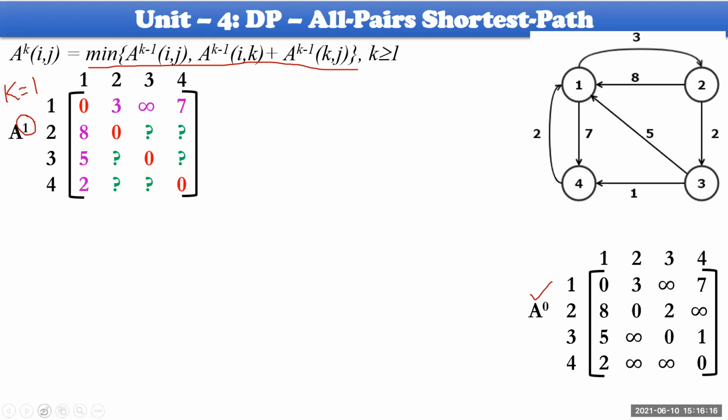Then one more extra consideration will be there here. You are taking vertex 1 as intermediate vertex. Therefore, the intermediate vertex entries from A power 0, that is A power k minus 1, are constants. They are not supposed to change from A power 0 to A power 1, that is A power k minus 1 to A power k. So A power k minus 1 in this particular context is 0, and A power k is 1.